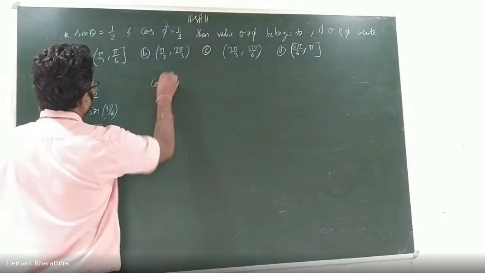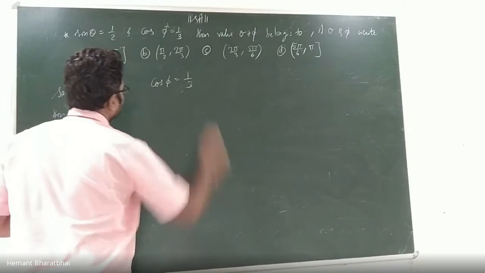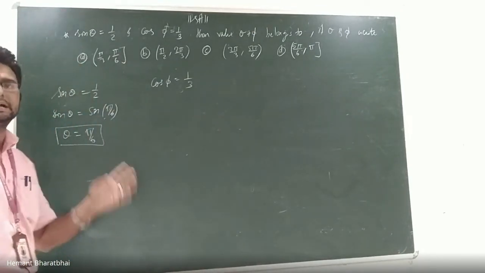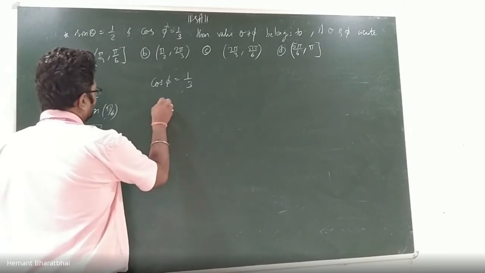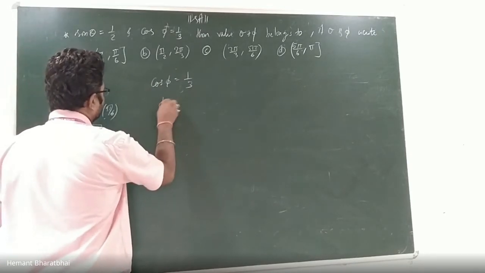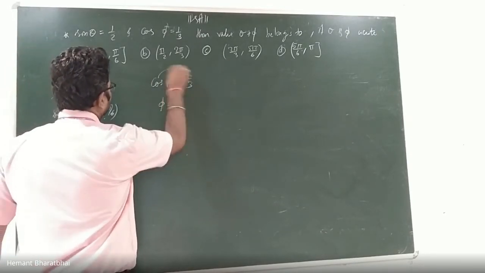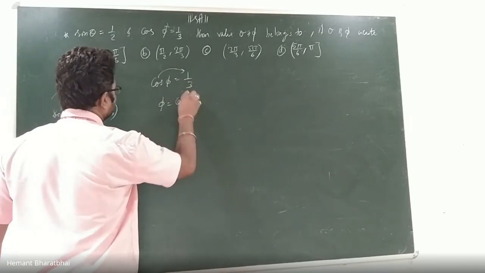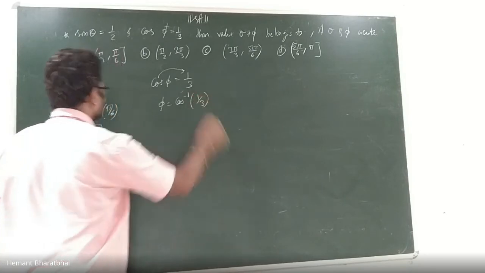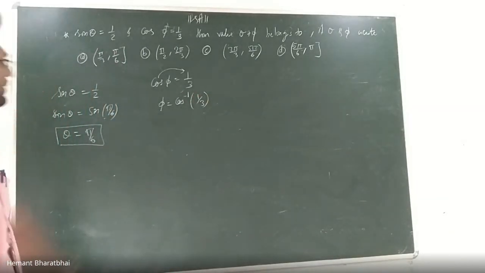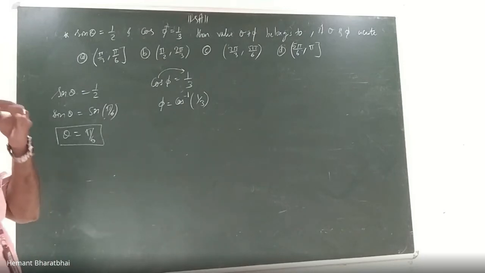So cos of phi is equal to 1 by 3. If we see this value, this is not a standard value. So I will have to multiply the cos inverse on both sides, so I get phi is equal to, if this cos goes over there, it is written as cos raised to minus 1, that is read as cos inverse. Don't worry about this symbol. So I get phi is equal to cos inverse of 1 by 3.